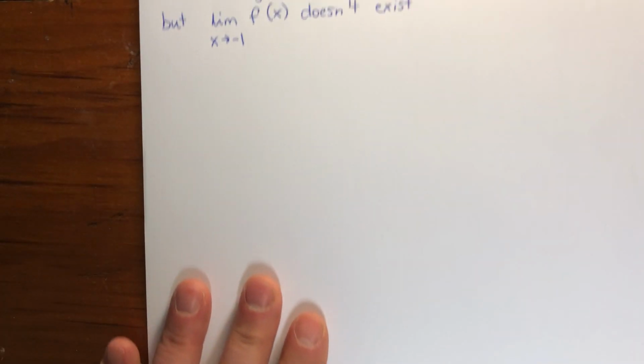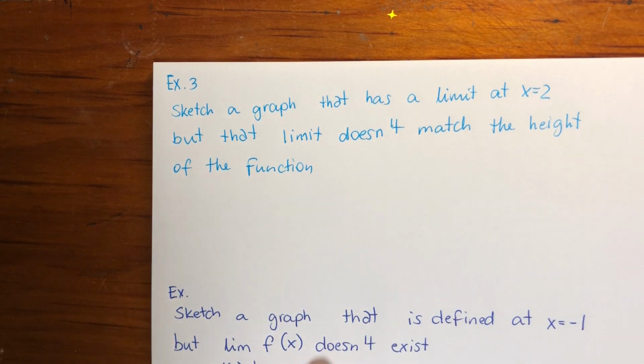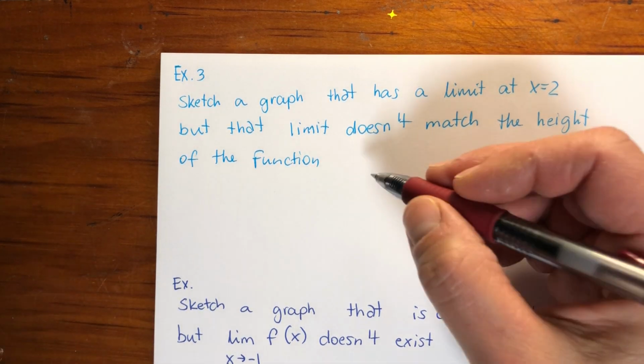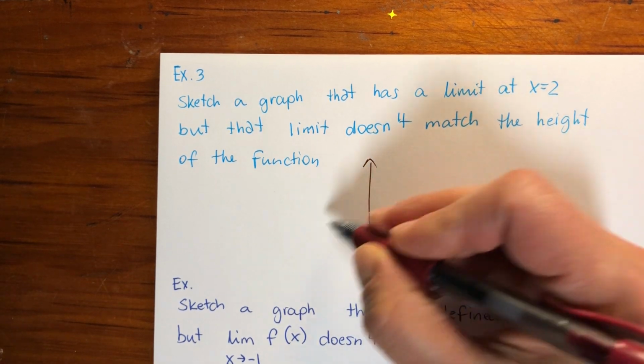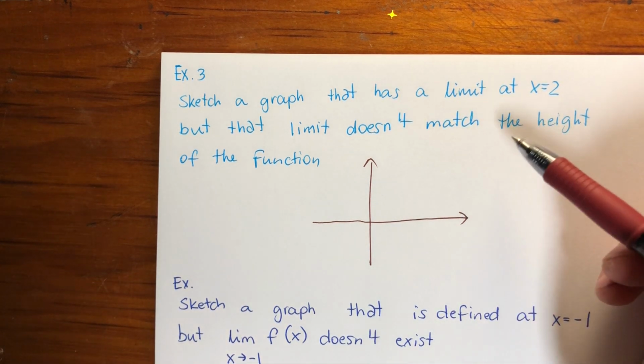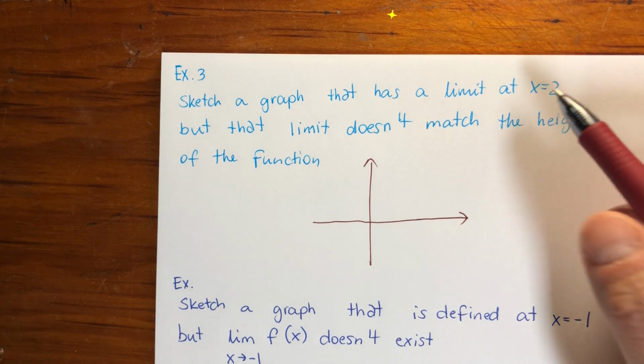All right, I'm going to move my paper on something a little bit different. And I have an example where I want you to sketch a graph that has a limit at x is equal to 2, but the limit does not match the height of the function. Well, you can think about this for a second. Everybody could have a different answer and everybody could have a correct answer. We only have 2 restrictions. So we want to have a graph that has a limit at x is equal to 2, but that limit does not match the height of the function.